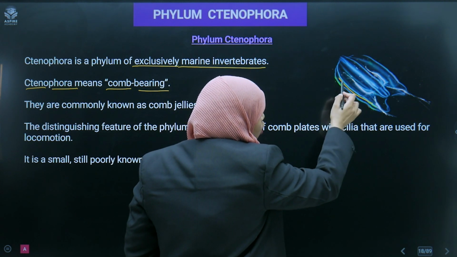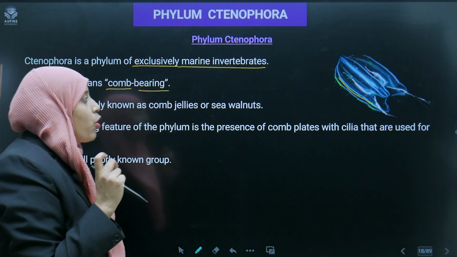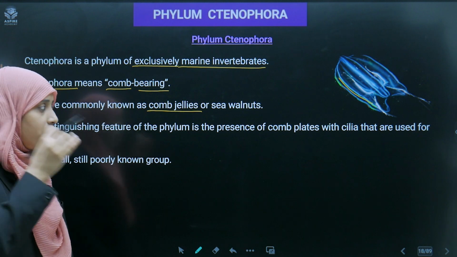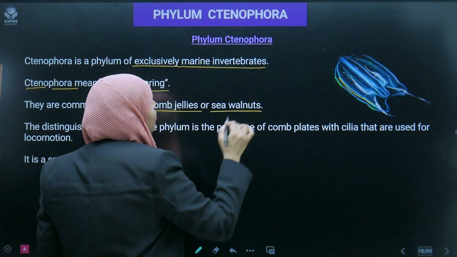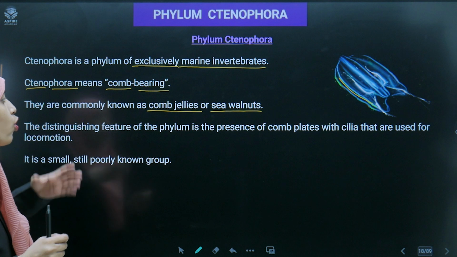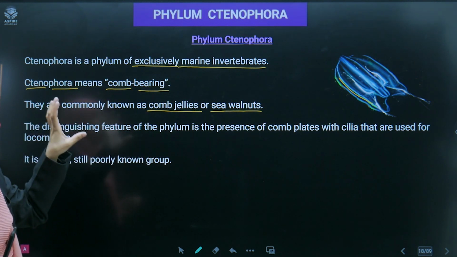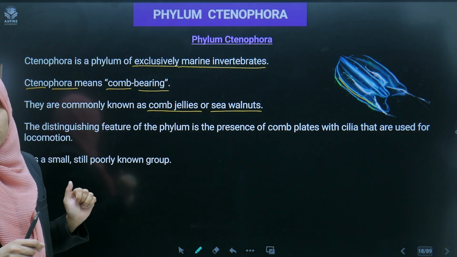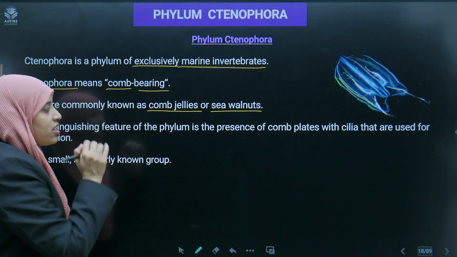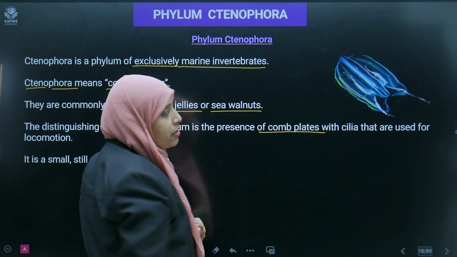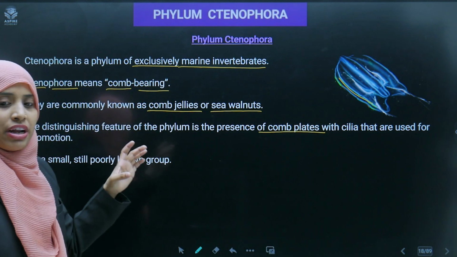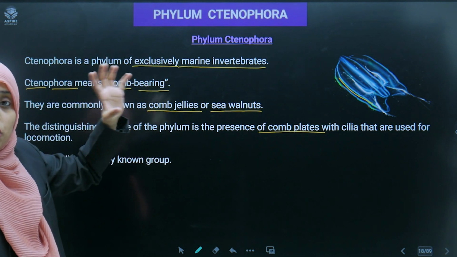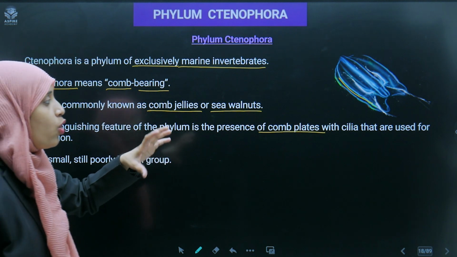यहाँ पे आप देख रहे हो comb के जैसा structure दिख रहा है body में. So they are commonly known as comb jellies also, or we can call them sea walnut, comb jellies. Why? Because they are comb bearing. The distinguishing feature of the phylum Ctenophora is the presence of comb plates. They are known as Ctenophora क्योंकि इनके पास comb plates है with cilia.